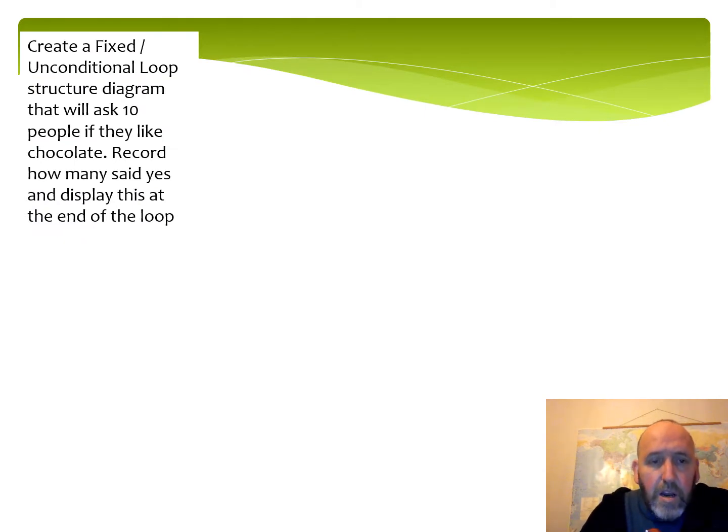So create a fixed unconditional loop structure diagram that will ask 10 people if they like chocolate, see how many say yes and display it at the end of the loop. Pause the video, write your answer.